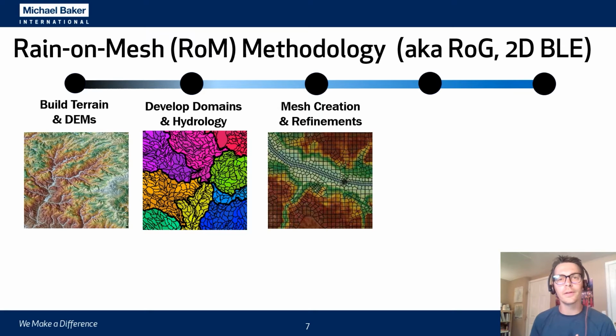If you're not familiar with 2D modeling, in essence, it's kind of like you take a bunch of storage areas and connect them with 1D cross sections, but it's based on volume instead.